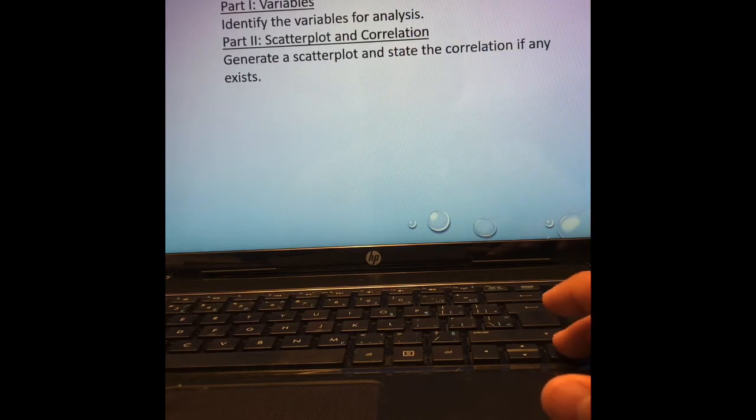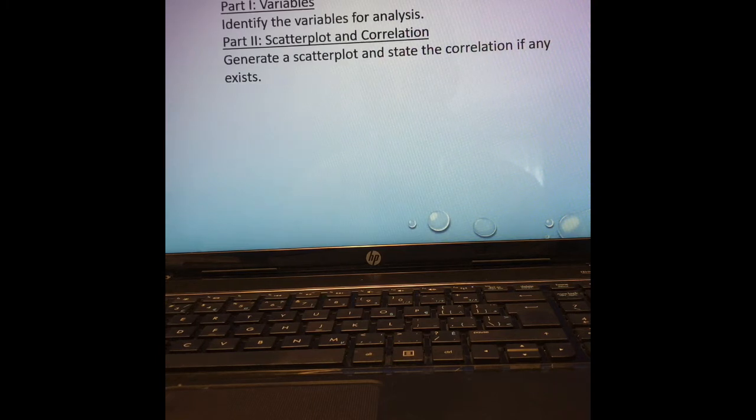Scatter plot and correlation. Generate a scatter plot and state the correlation if any exists. So on your major project and in your assignment, you will be using Excel. And so you're generating a scatter plot. You've already practiced that in the past. Shouldn't be a problem. Correlation, if any exists, that's a function you write into your Excel. It's equals correl, and then you highlight the data, comma, highlight the data for the two variables. Again, that's in your instructions.